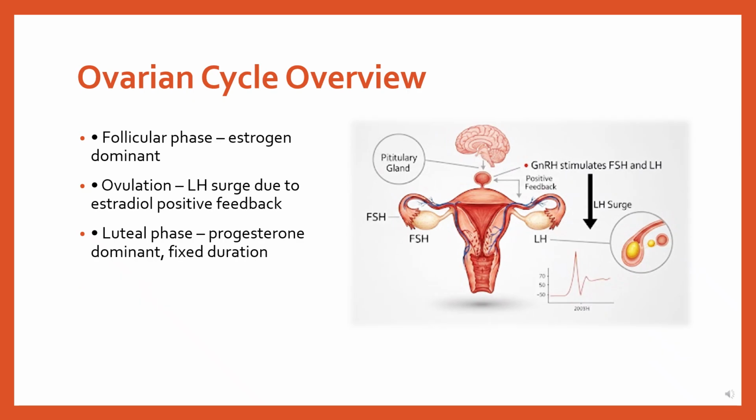The ovarian cycle consists of the follicular phase, ovulation, and luteal phase. The follicular phase is estrogen dominant and variable in length, whereas the luteal phase is progesterone dominant and relatively fixed at about 14 days. Ovulation is triggered by the LH surge resulting from estradiol positive feedback. Menstruation occurs when the corpus luteum regresses and progesterone levels fall.